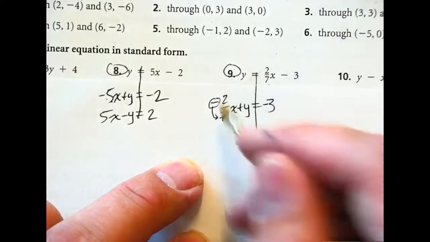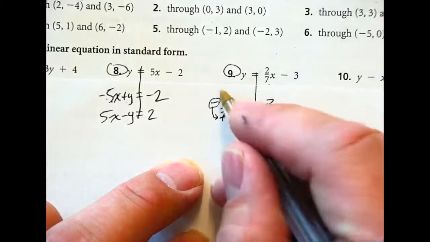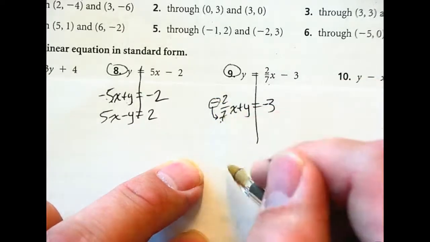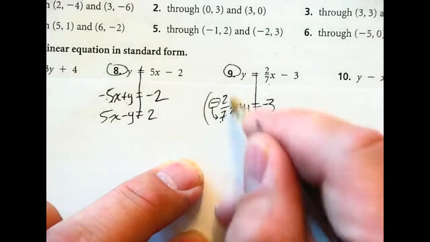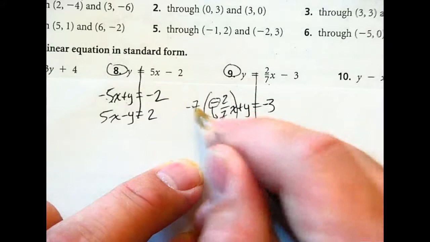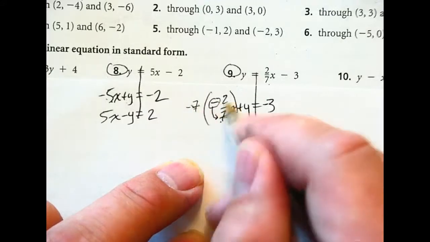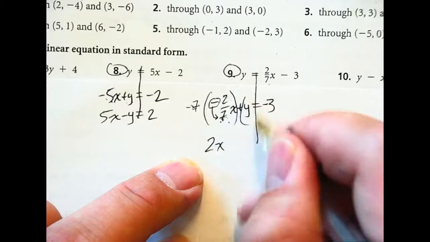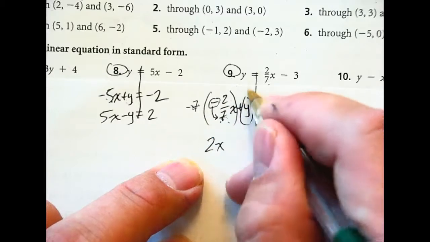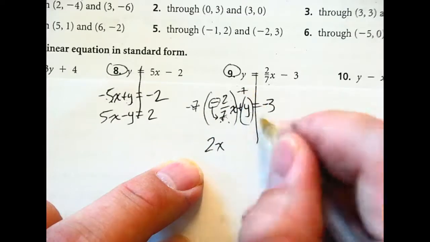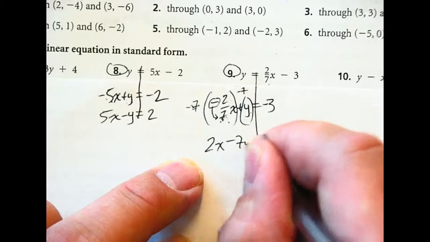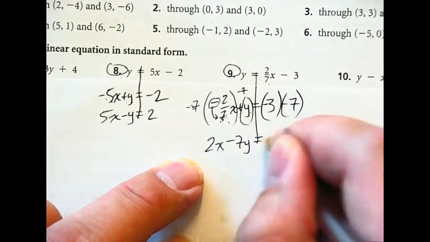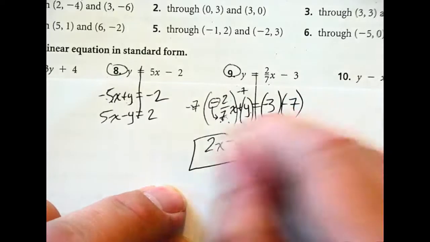So rather than just multiplying by 7, if I multiply by -7, the negative disappears and the fraction will disappear. When I multiply this part by -7, it just cancels that. The negative times negative is positive, and the 7's cancel, so I'm left with 2x. And I multiply this by -7, that gives me -7y. And multiply that by -7, that gives me positive 21. 2x minus 7y equals 21.